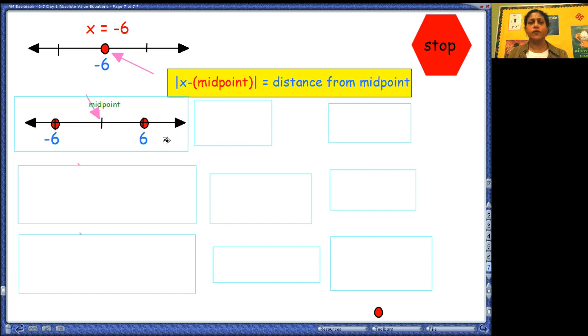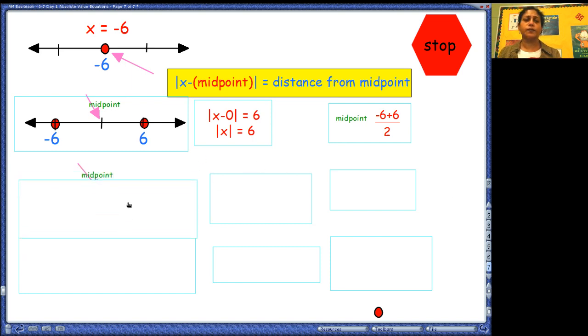However, if your graph has two numbers that are marked, that means this is an absolute value equation, and you have to find the midpoint of these two numbers. The way to find the midpoint is to add the two numbers and divide by 2. In this case, the midpoint is 0, and the formula you're going to use is x minus the midpoint is equal to the distance of the midpoint from either side. So we're going to say the absolute value of x minus 0 is equal to 6, and you always simplify the 0, so it's the absolute value of x is equal to 6.